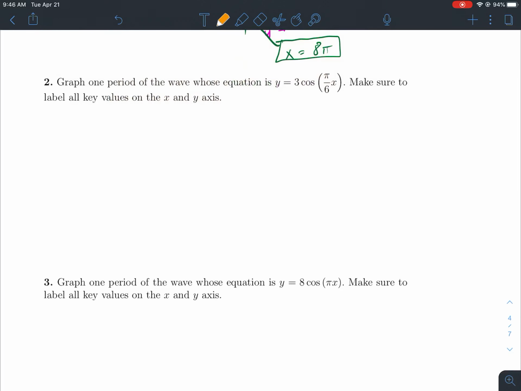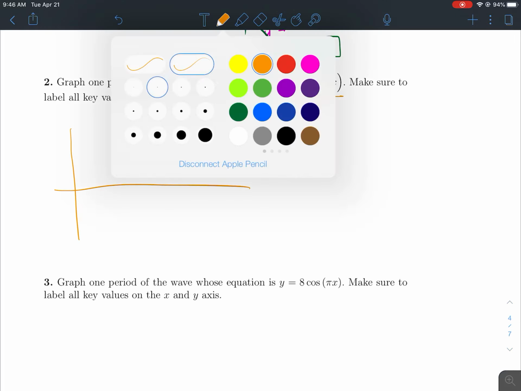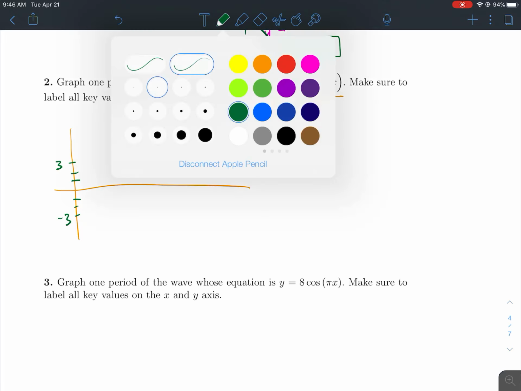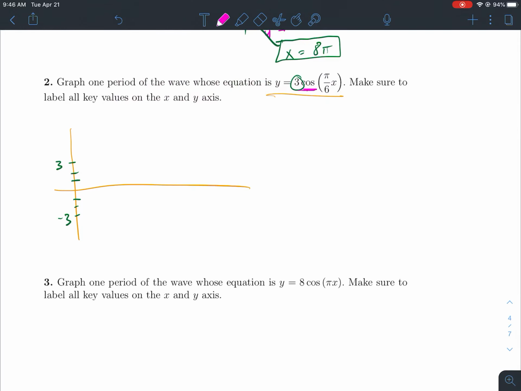Graph one period of this wave right here. Okay, so we know there's no vertical shift because there's no number here, so we can straight up draw it on our x-axis, with the midline on the x-axis, sorry. All right, so the amplitude is going to be 3. 1, 2, 3. It's going to go up 3, down 3. And for cosine of x, it's going to start at its maximum value of 3.